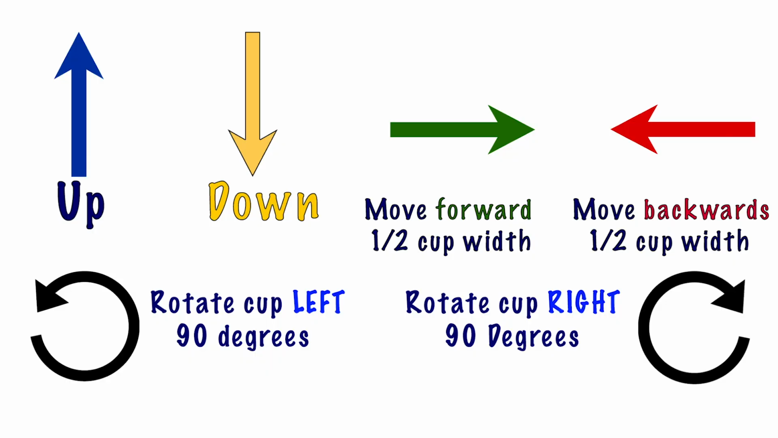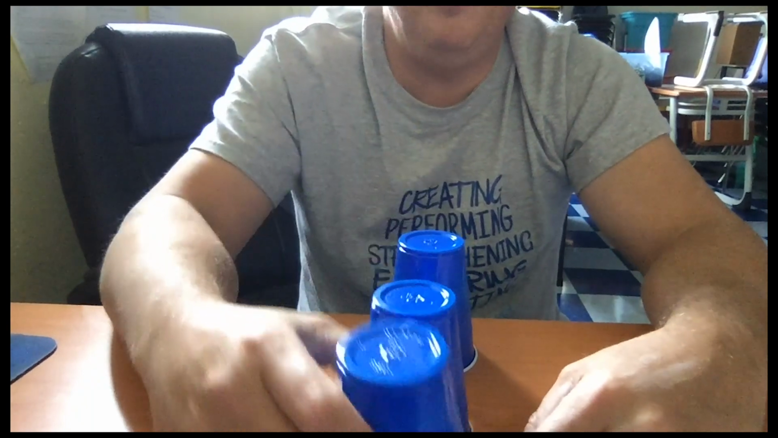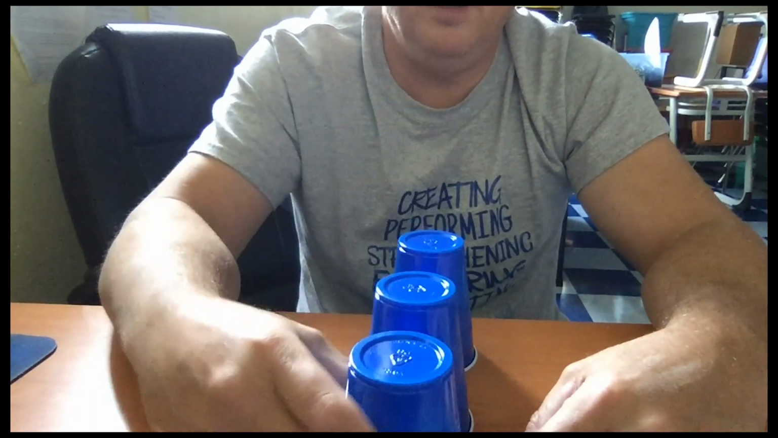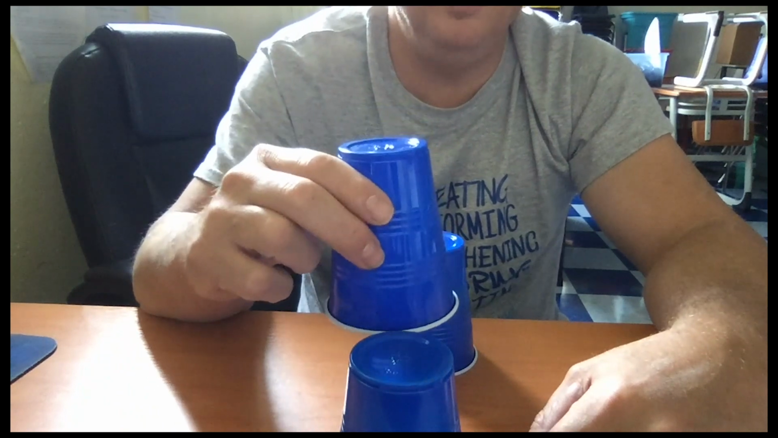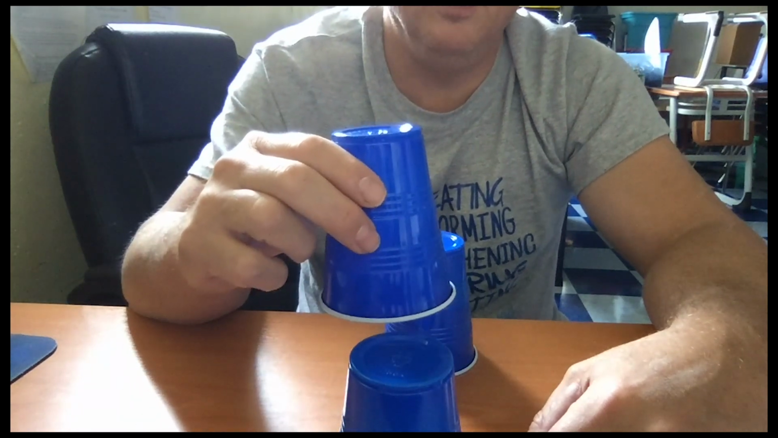Well, the very first command you're going to use is going to be up. What up means in this activity is you're going to pick the cup up and lift it. Now, you're always going to lift it higher than the 1 cup underneath it. So that would mean that when I pick it up, my cup is going to sit higher than the one underneath it. Not so much higher, just higher, okay?